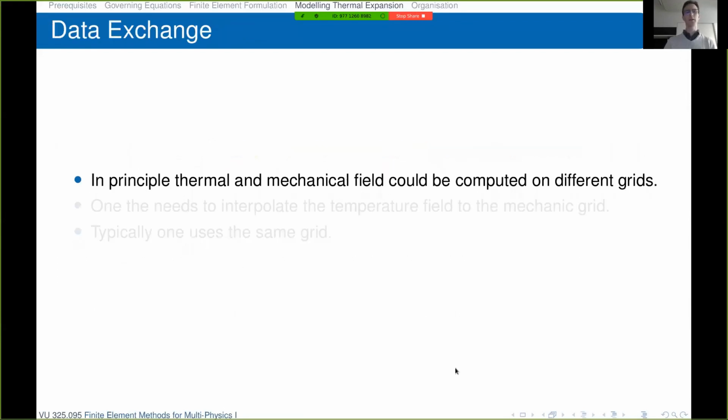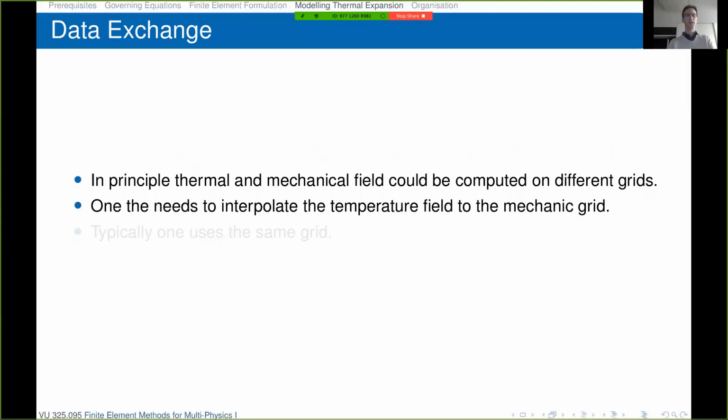A final remark: since you do two analyses and you couple them in a forward coupling manner, you have to exchange data from one analysis to the next. So in principle, the thermal and mechanical field could be computed on different grids. For the sake of simplicity, we usually don't do this, since if you compute them on different grids, you have to interpolate the thermal field to the mechanical field in order to be able to evaluate the temperature at every integration point of the mechanical analysis. So typically we use the same grid.